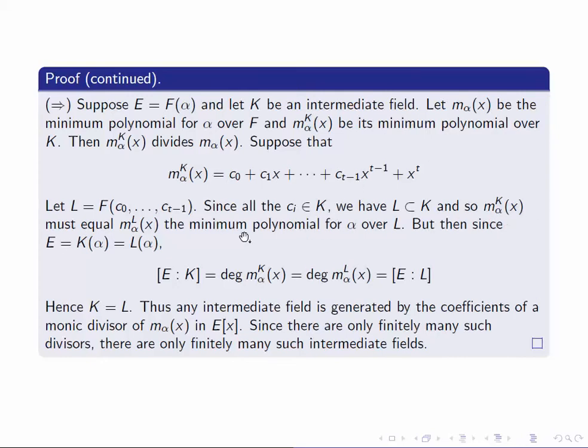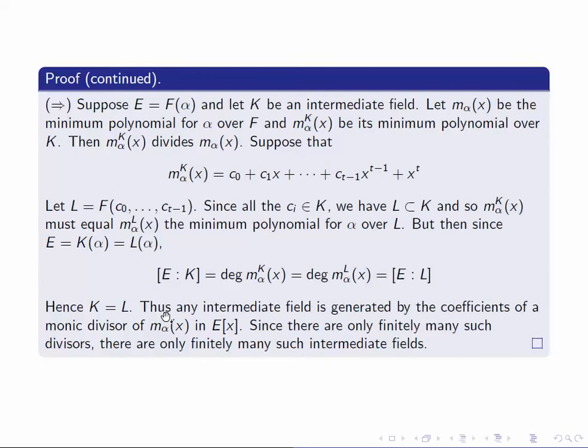But let's also notice that the minimum polynomial of alpha over L, m_alpha,L, has to be equal to m_alpha,K, because the minimum polynomial couldn't have smaller degree. If it did, the smaller degree polynomial would have coefficients in L, which is contained in K, and this would contradict the minimality of m_alpha,K. So these two polynomials are the same. But what does that mean? Well, E is certainly equal to the field generated over K by alpha, and similarly it's also equal to L of alpha. So the degree of E over K is just the degree of m_alpha,K, and similarly the degree of E over L is the degree of m_alpha,L. But these two degrees we just noticed were the same. So since L is contained in K, that tells us that K is equal to L.